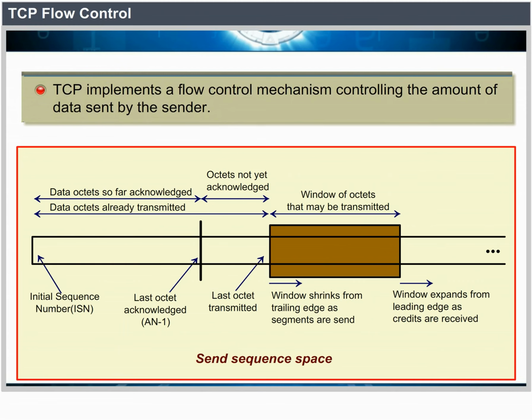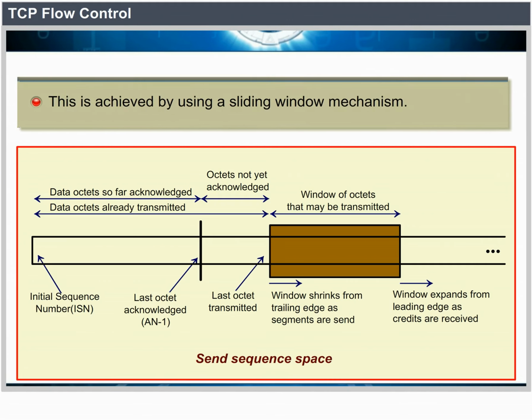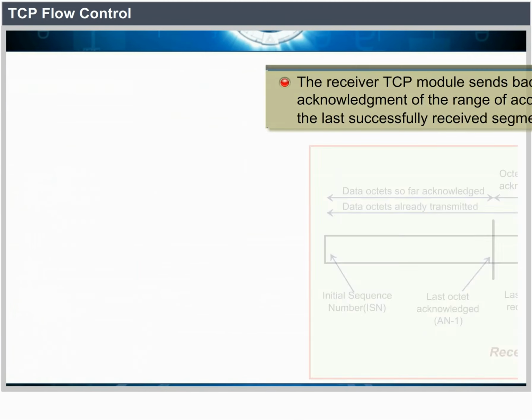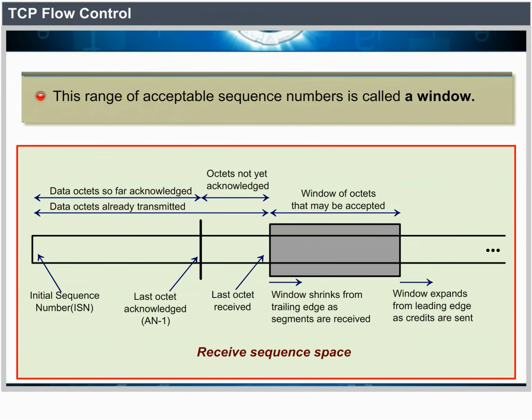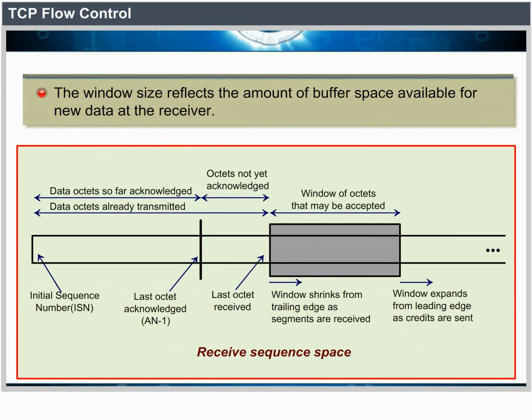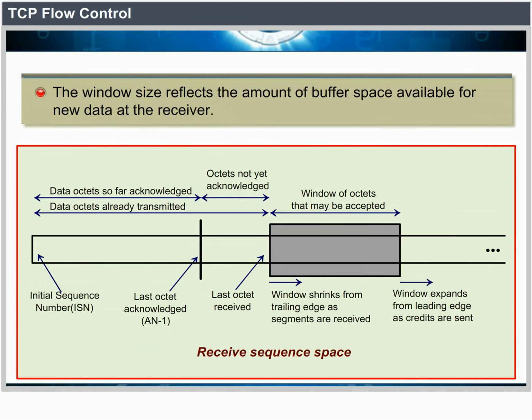This is achieved by using a sliding window mechanism. The receiver TCP module sends back to the sender an acknowledgement that indicates a range of acceptable sequence numbers beyond the last successfully received segment. This range of acceptable sequence numbers is called a window. The window size reflects the amount of buffer space available for new data at the receiver.